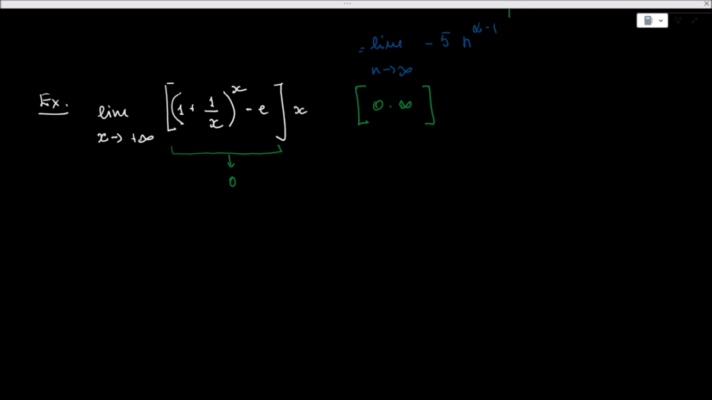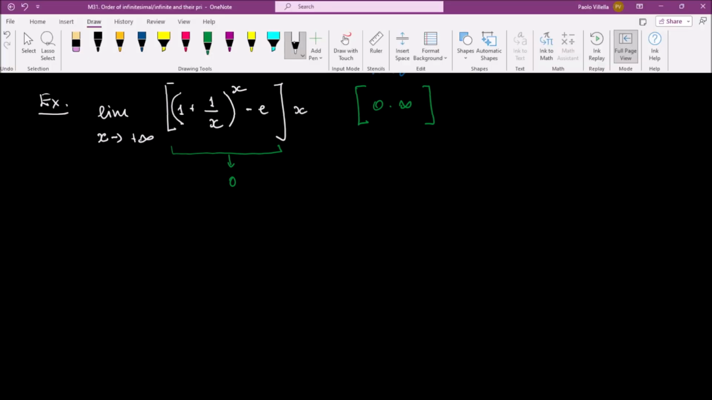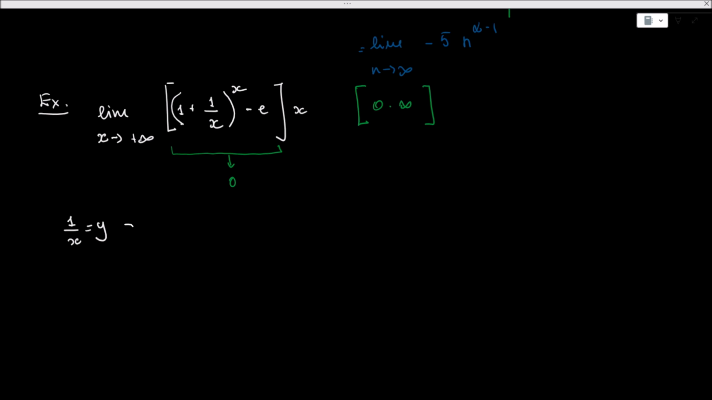Now we might want to use Taylor to solve this limit. However, we cannot use Taylor because x goes to plus infinity. So we know that Taylor works when we have x, or the variable, that goes to 0. So we can make the change of variable 1 over x equal to y, so that when x goes to plus infinity, y goes to 0 plus. Okay, let's see what we get.